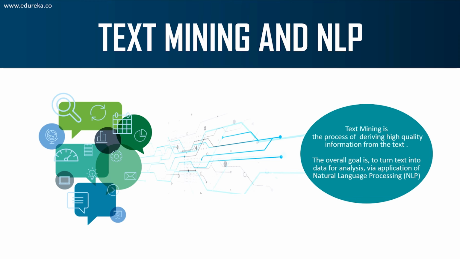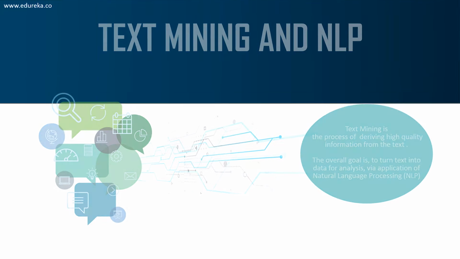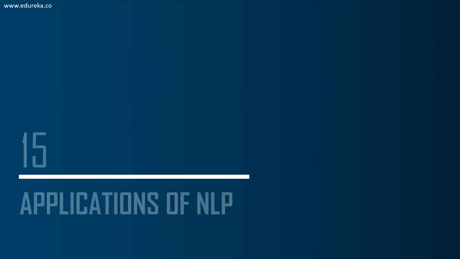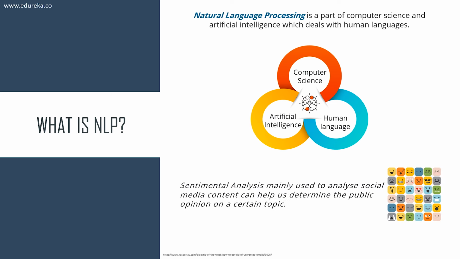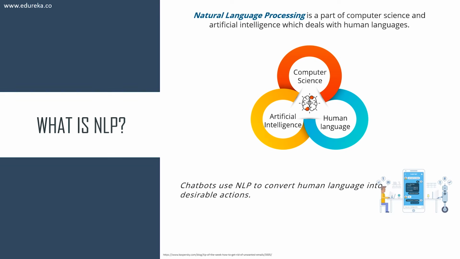Natural language processing is the set of techniques that are used to solve the problem of text mining, text analysis, and all of that. Let's look at a couple more applications. Sentiment analysis is one of the major applications of natural language processing. You see, Twitter performs sentiment analysis, Facebook, Google, all of these perform sentiment analysis. Sentiment analysis is mainly used to analyze social media content that can help us determine the public opinion on a certain topic. And then we have chatbots.